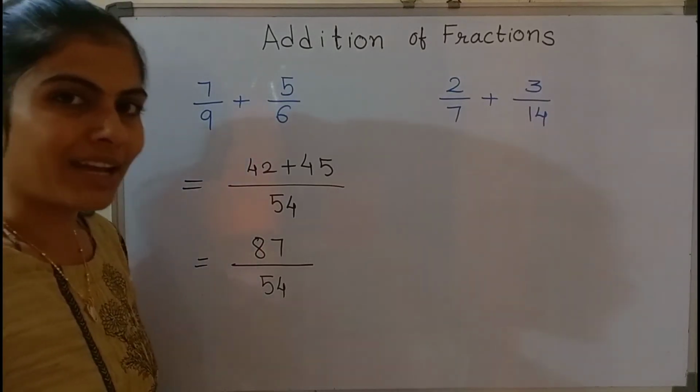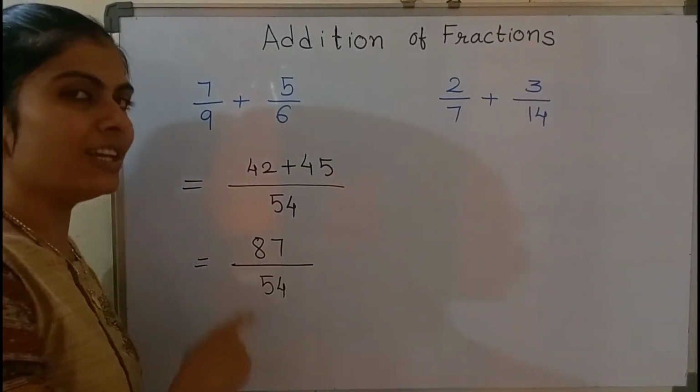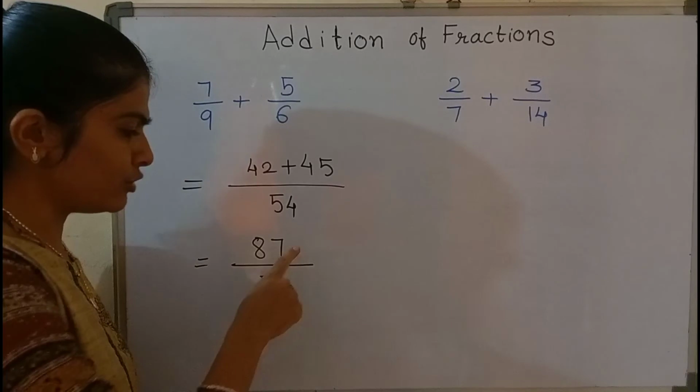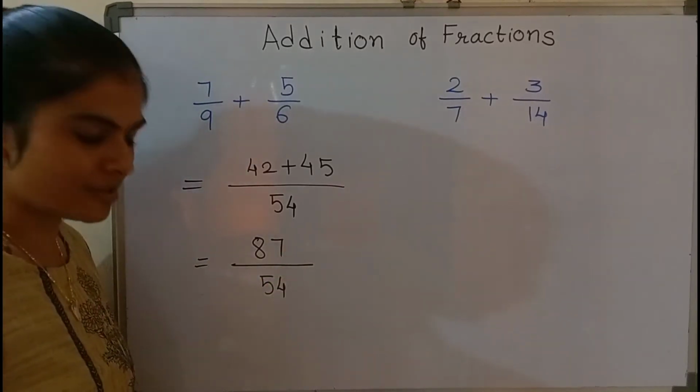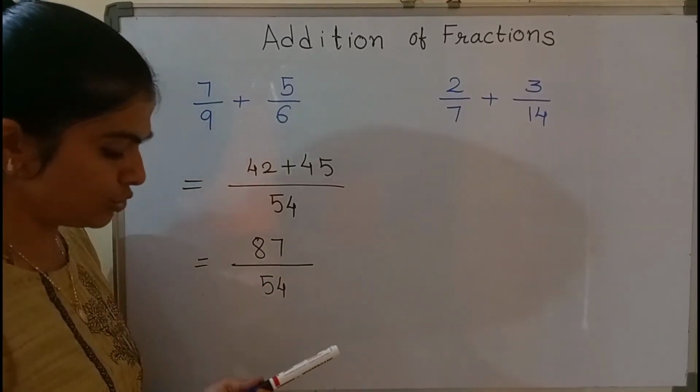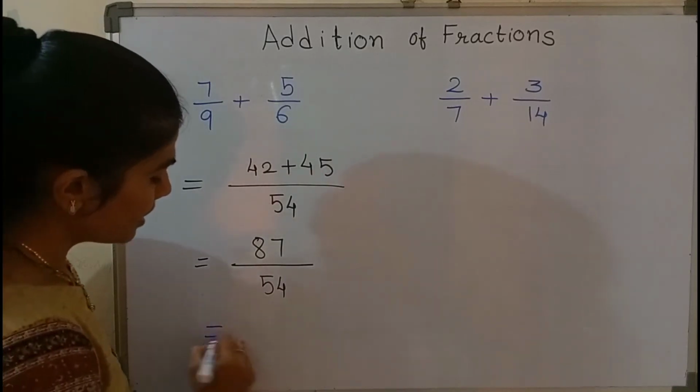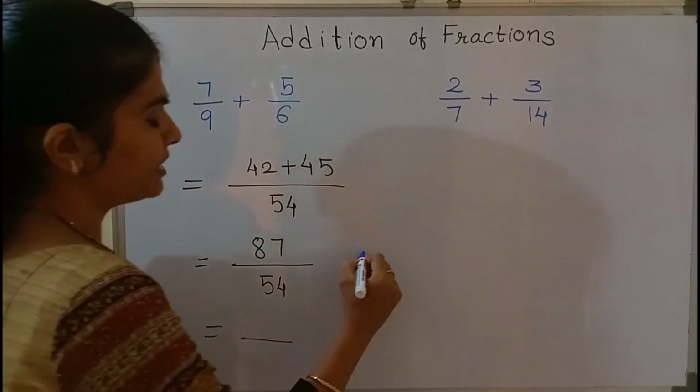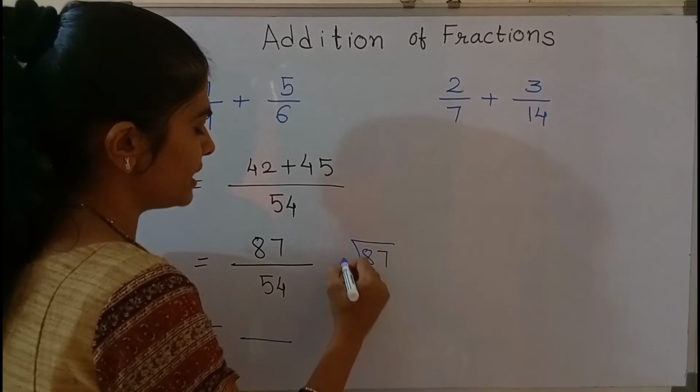Friends, you can see that my answer is in terms of the improper fraction, right? Because my numerator is greater than the denominator, it doesn't make any sense. So what do we need to do? We need to convert it into the mixed number. How do we convert it? We convert it by doing division.